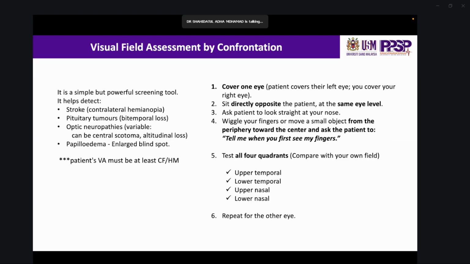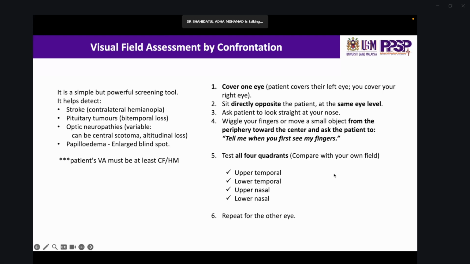In the case of optic neuritis, due to causes such as optic neuritis or perhaps ischemic optic neuropathy, the visual field loss can be variable. It can be central scotoma. It can be a visual field defect affecting the central, continuous with the blind spot, as well as altitudinal loss, whether superior or inferior. And apart from that, in the case of papilledema, all right, you can also elicit an enlarged blind spot in these patients. To assess this visual field, the visual acuity must be at least counting fingers or hand movement.